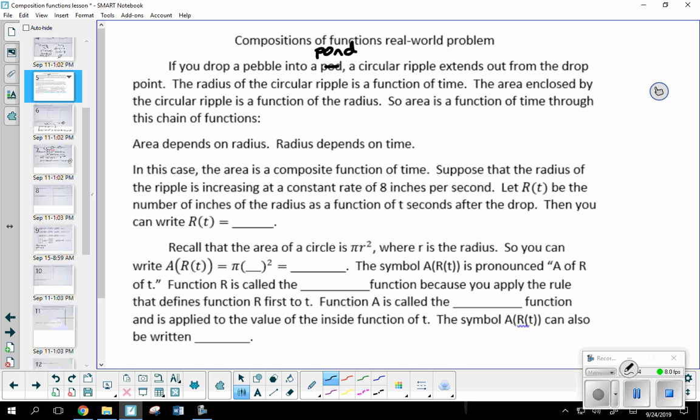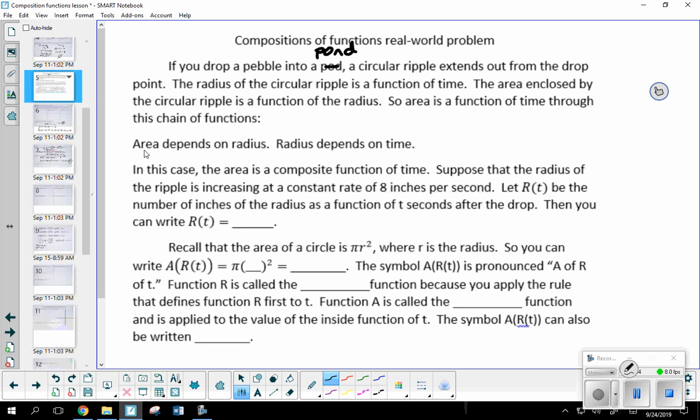It says if you drop a pebble into a pond, a circular ripple extends out from the drop point. The radius of the circular ripple is a function of time. That makes sense. The radius depends on the time. The more time that passes, the larger the radius, meaning the larger the circle. The area enclosed by that circular ripple is a function of the radius. So in turn, the area depends on the radius. So area is a function of time through this chain of functions. While the area depends on the radius, which depends on the what? The time. So these together, area is a composite function of time.